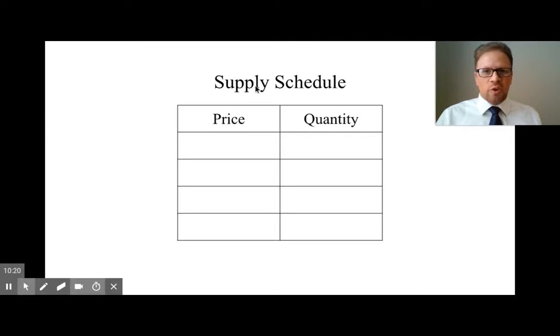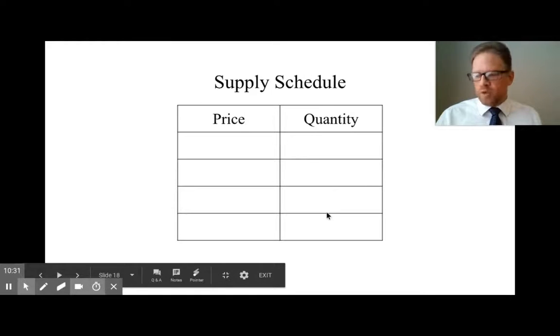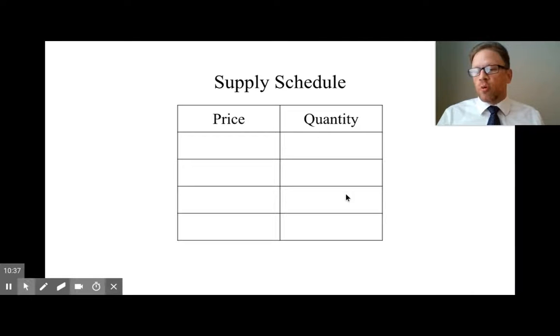I should point out, supply is not quantity. These are two different things. Supply, again, is producers' ability to make. Quantity is how much have they actually made at different price points. A supply schedule is a table showing how much producers are willing and able to sell at all possible prices and is based on the sum of the decisions made by individual producers in a market.